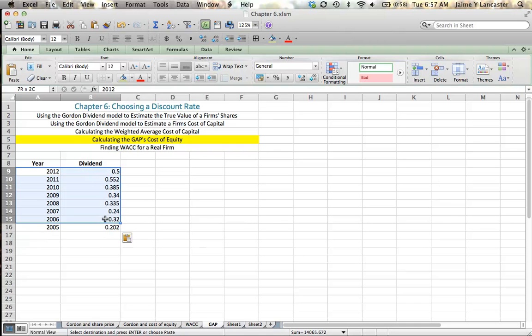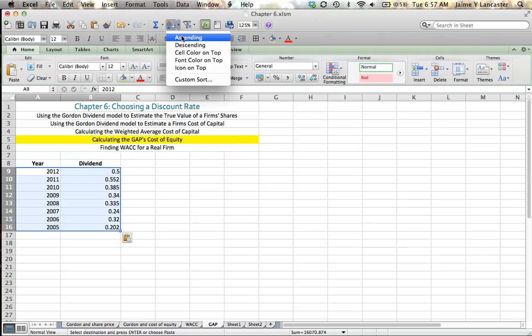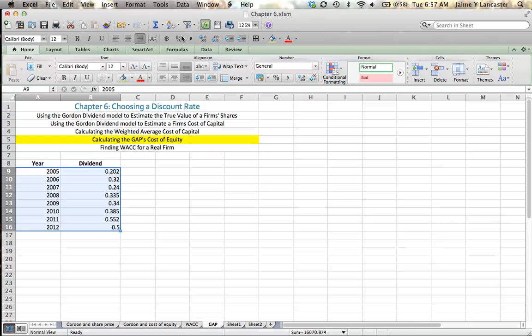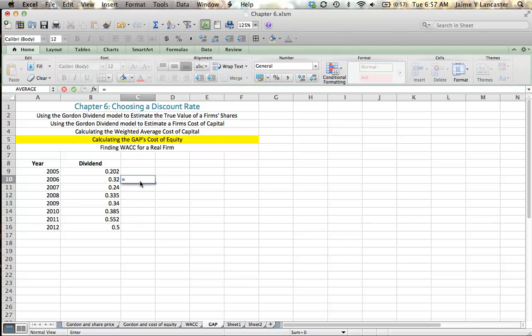Since I'm going to do a growth rate, I'm going to sort them from oldest to newest, which is an ascending sort. And now that I'm here, I'm going to calculate how much they grew each year. So I'm going to start by looking at 2005 to 2006. Between that year, we ended with a dividend of 32 cents per year. We started with a dividend of 20.2 cents per year. And then I subtract 1, and that gives me my growth rate.